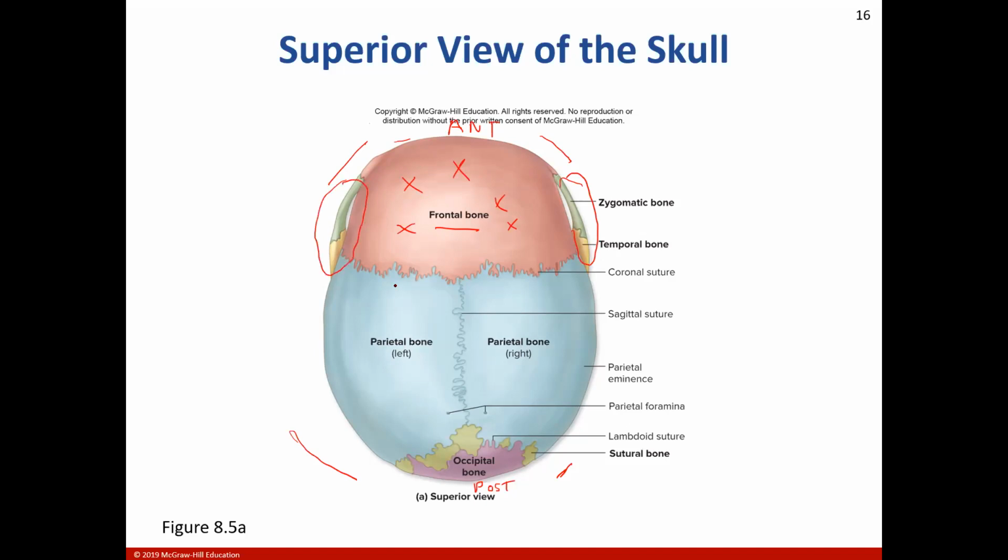So that kind of gives it away. So here's a bone we haven't seen yet. And this is posterior, and it's the occipital bone. So now I'm going to show you 3 of the 4 sutures that connect these bones.